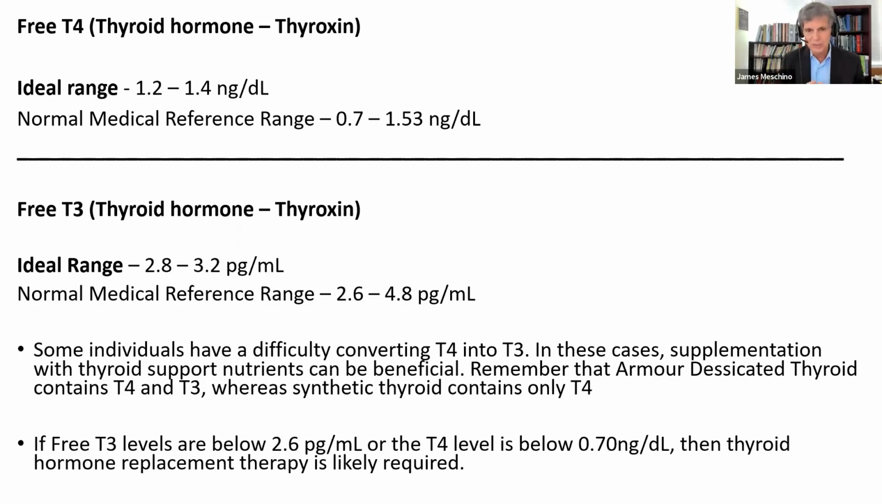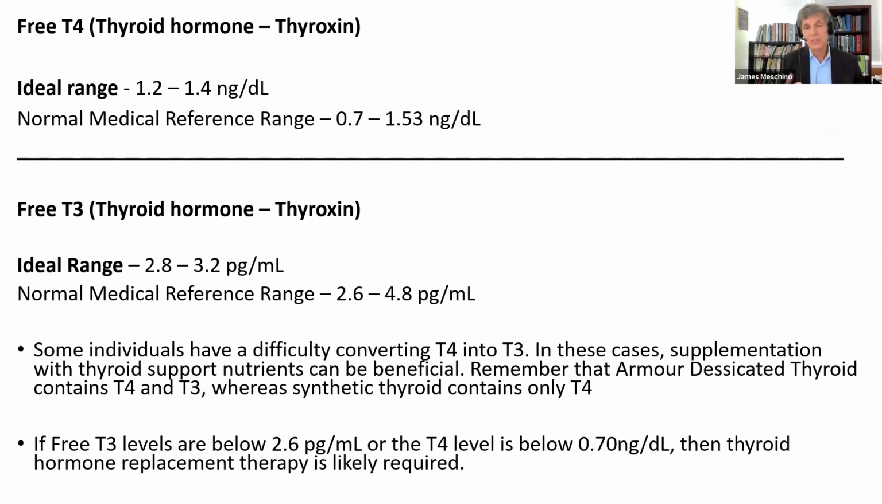on peripheral tissues. So some individuals have a difficult time converting T4 to T3. In these cases, supplementation with thyroid support nutrients can be beneficial. But remember that the Armour desiccated thyroid is both T4 and T3, whereas synthetic thyroid is only T4. If the free T3 levels are below 2.6 or the T4 level is below 0.7 nanograms per deciliter, then thyroid hormone replacement is also likely required.